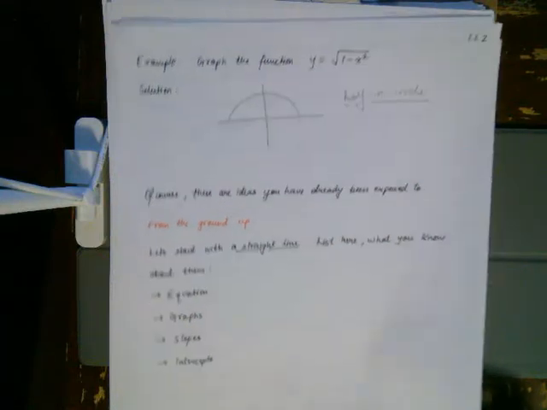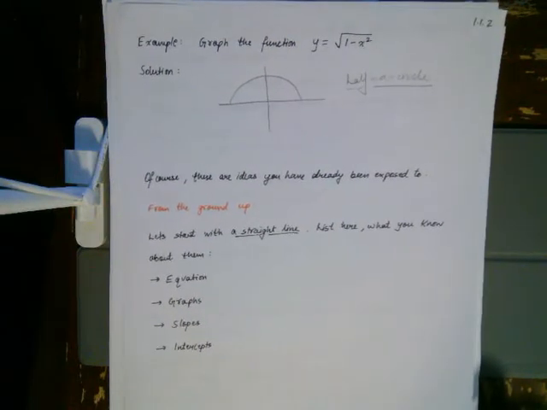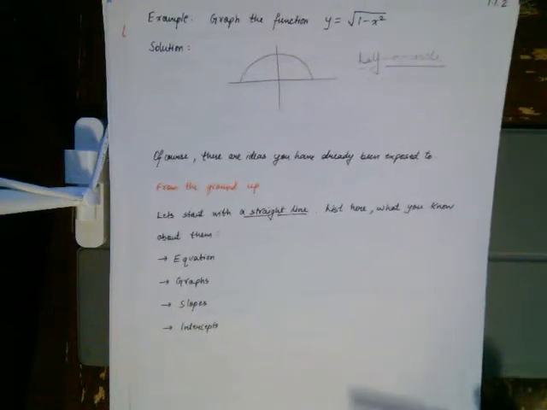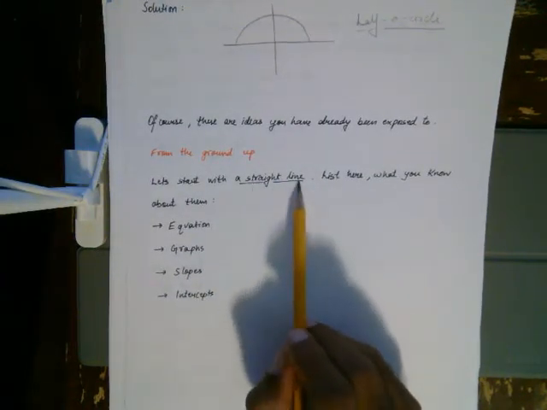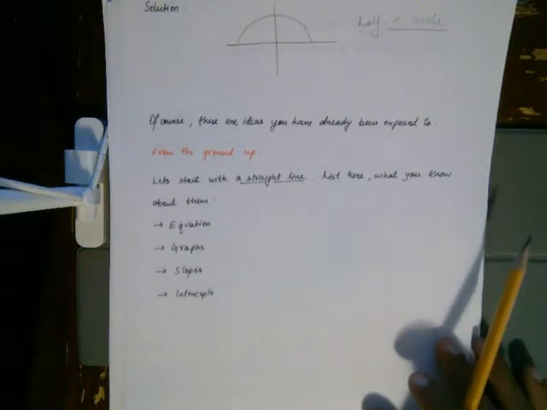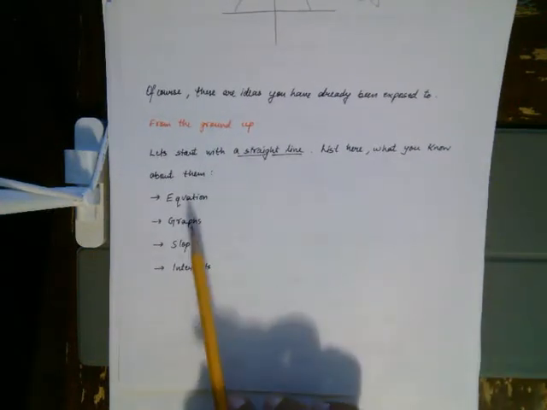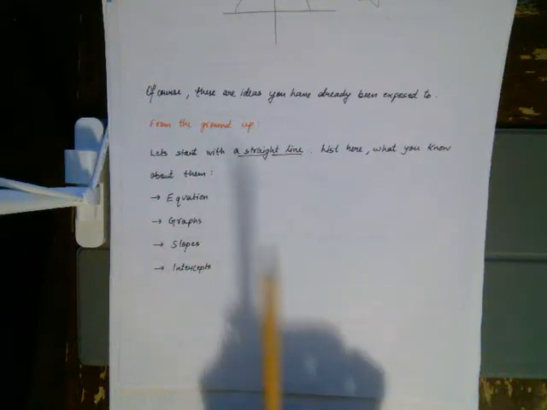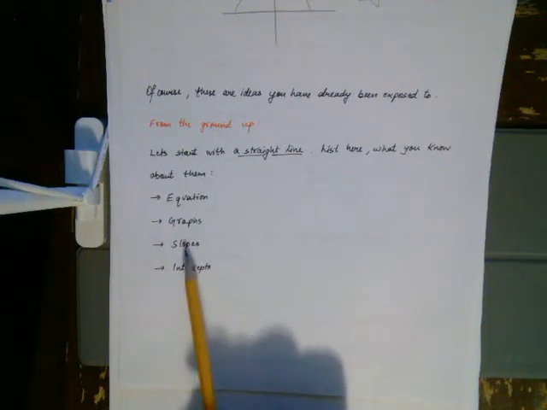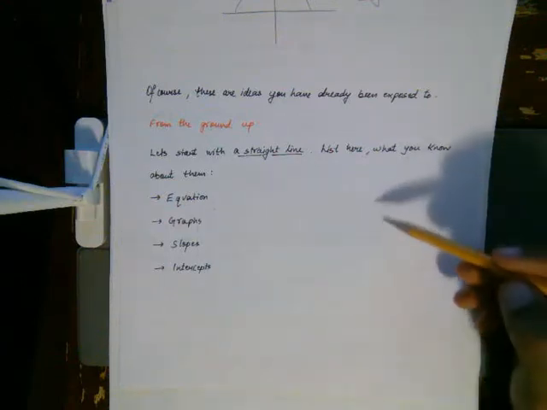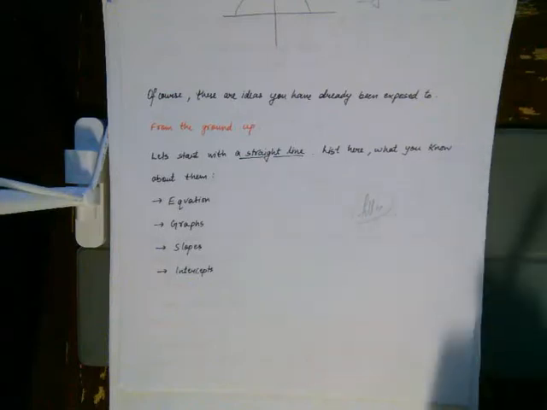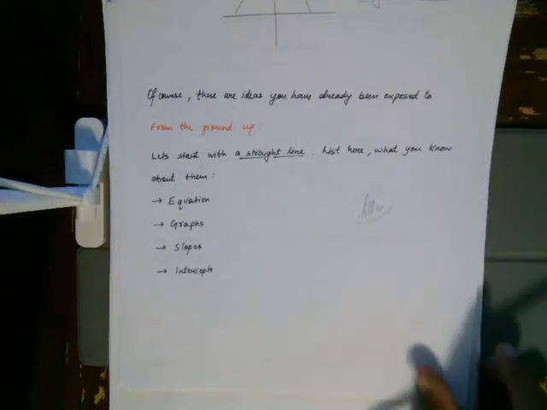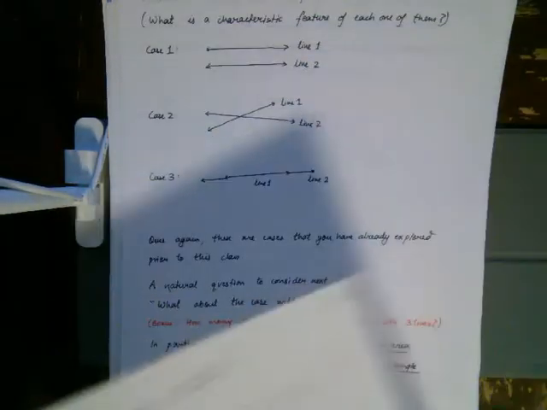And these are ideas that you have already been exposed to. So let's look at what can we build with these objects. If we have one straight line, try and list down what you know about a straight line. Some guidelines would be, what's the equation of a straight line? What does the graph of a straight line look like? What is the idea of slopes and intercepts in a straight line? So this, I want you to fill in with the information that you've learned in your prior classes.